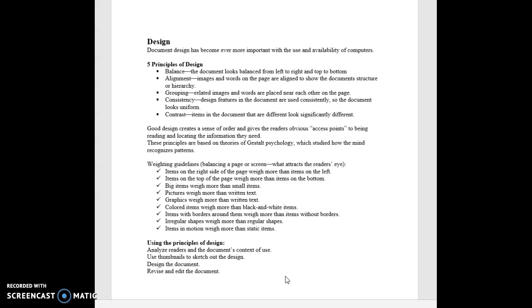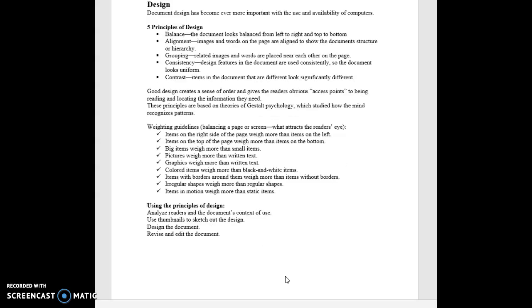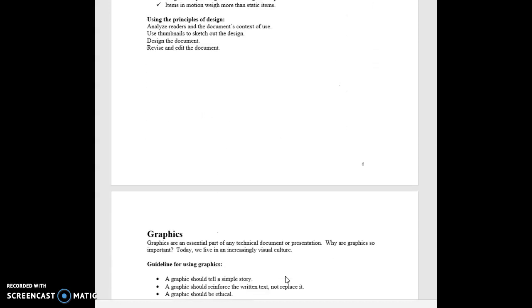All right, I'm going to skip the writing guidelines. Make sure that you read those. Using principles of design, analyze your readers. Again, what's your document's context of use or purpose? Use thumbnails to sketch out a design. Design the document, revise and edit the document.